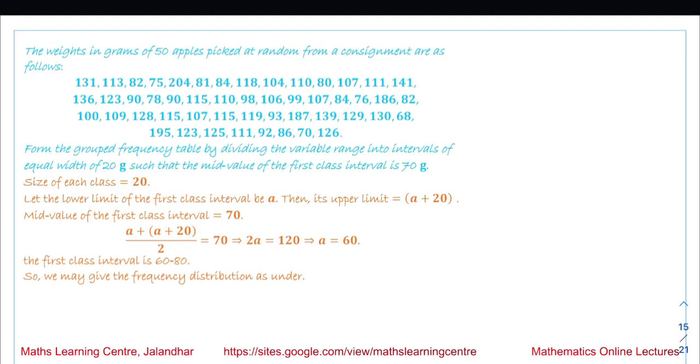Now the next is: the weight in grams of 50 apples picked at random from a consignment are as follows. So there are total 50 apples we are talking about, and their weights are noted, and these are the weights of those 50 apples. Form the grouped frequency table by dividing the variable range into intervals, each of width 20 grams, such that the mid value of the first interval is 70 grams.